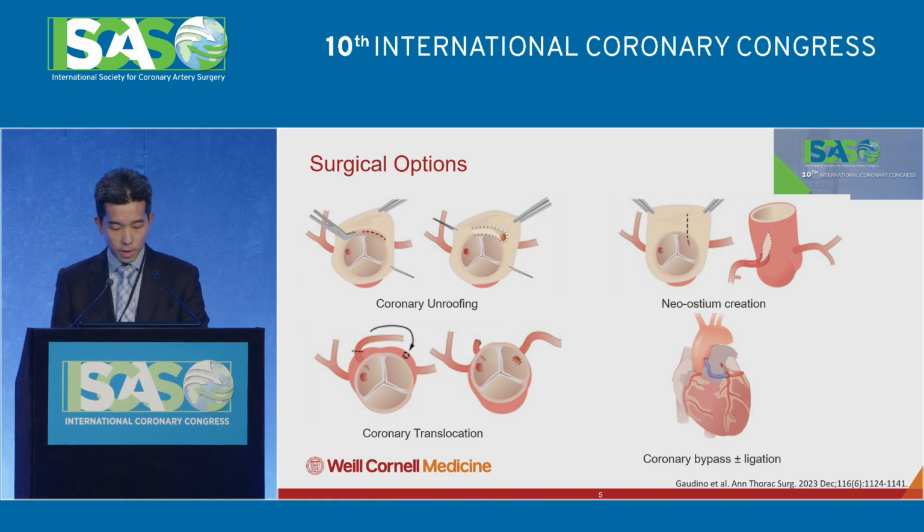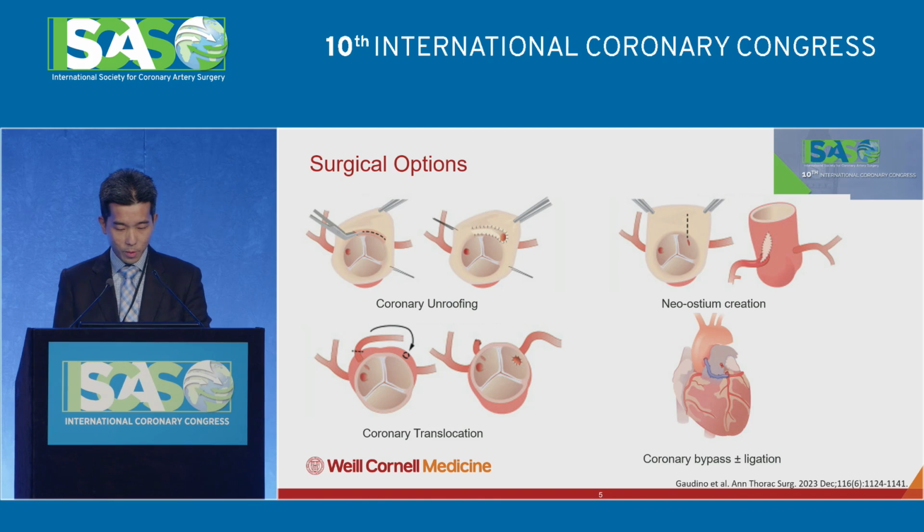The options, at least surgically, are a coronary unroofing, translocation, with division and movement of the right coronary to the right coronary sinus, or a neo-ostium creation, where you can leave the intramural course where it is and create a new ostium in the correct sinus, or coronary bypass with or without ligation. So all of these are viable options.